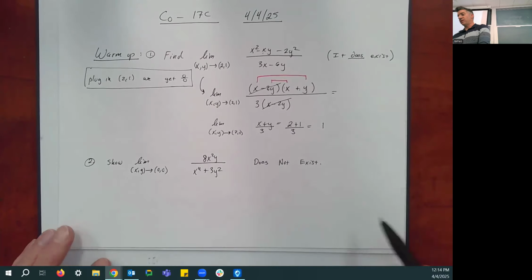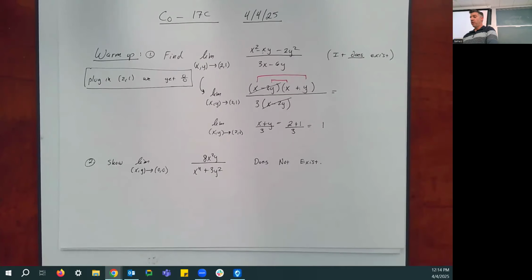So we're told this one doesn't exist, so we have to find some pathways through 0, 0 that are going to make it have different values. I always recommend picking either, or sometimes even both, the pathways y equal to 0 and x equal to 0. Those are kind of the go-to places to start.